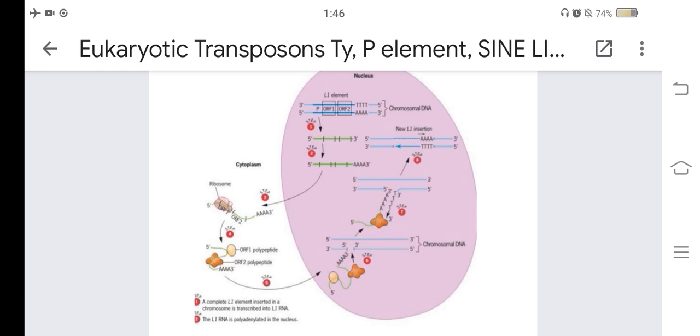A complete L1 element inserted in a chromosome is transcribed into L1 RNA. The L1 RNA is polyadenylated in the nucleus.